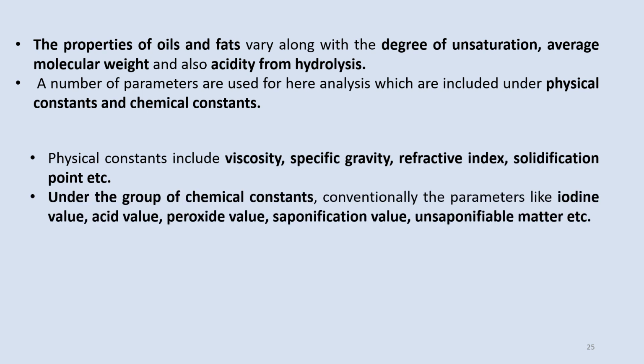Under the group of chemical constants, the questions they are asking are: estimation, analytical constants, analytical tests, analytical estimations. These all questions we have seen in university questions repeatedly asked for lipids. Conventionally, the parameters like iodine value, acid value, peroxide value, saponification value, unsaponifiable matter, Polenske value, and many other things can give you some parameters for identification. Purity can be identified for various fats and oils which are in the market as well as those which we produce, and quality control can be given by means of this chemical analysis and chemical constant estimations.